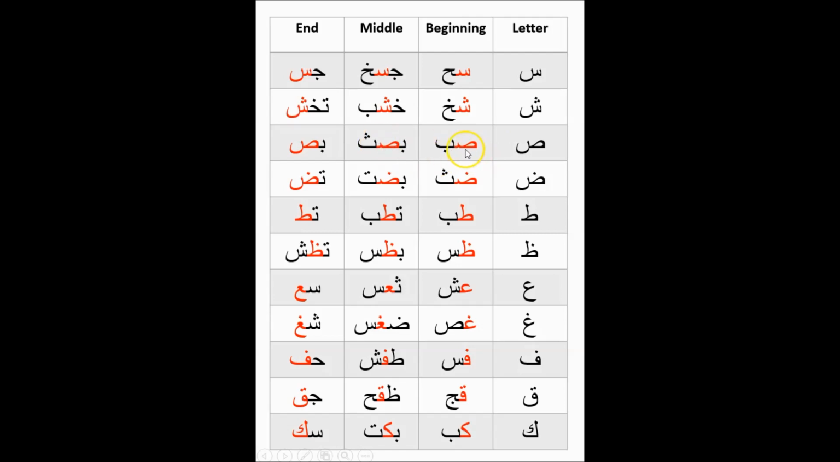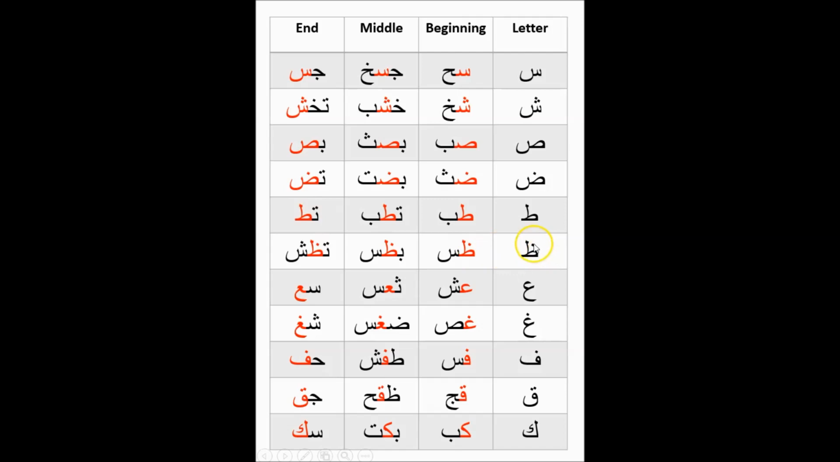Same with Sad, half a form in the beginning and in the middle. However, in the end, it takes its full form. Same with Dad, the differentiating thing is the dot here. And there you can see how it occurs in the beginning and the middle, and in the end, it takes its full form. With the Ta, it connects to that which comes from the beginning and the middle. And again, at the end, it takes its full form.